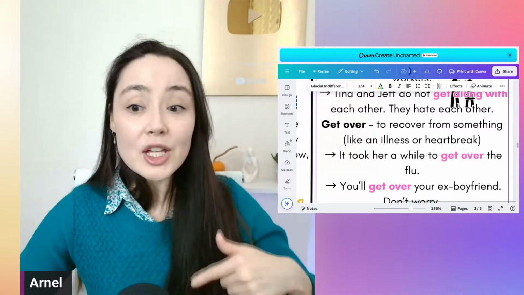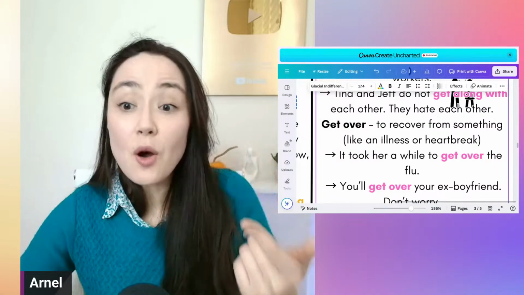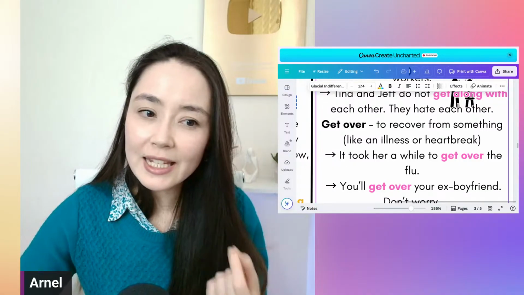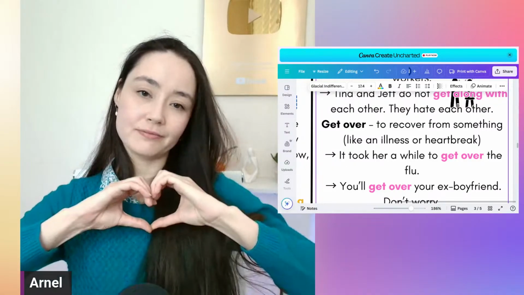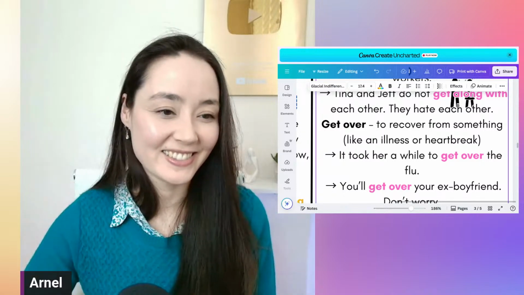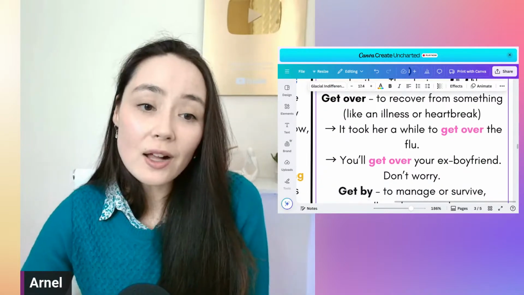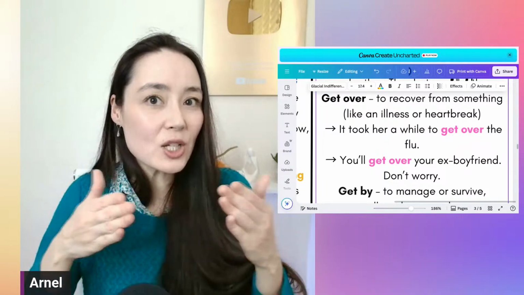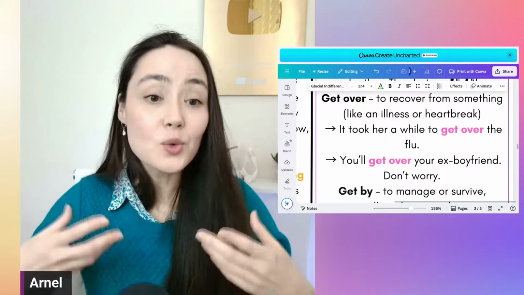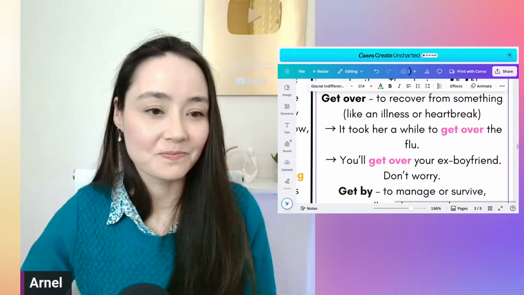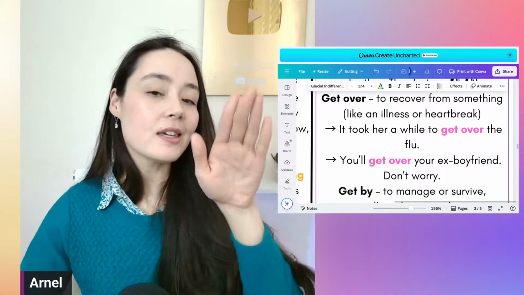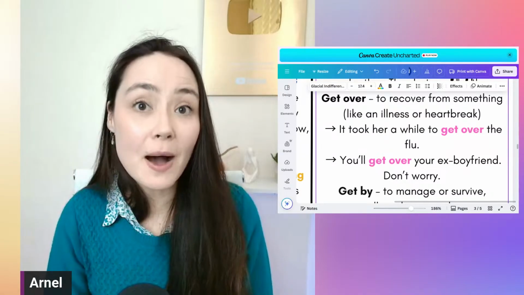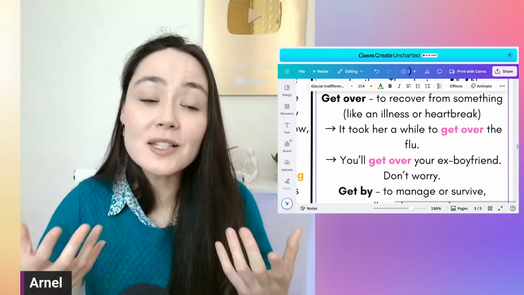Next one. To get over something. To get over something. This means to recover from something, like an illness or heartbreak. A heartbreak. It took her a while to get over the flu. Maybe this could be 2 weeks. It took her a while to recover from the flu. You'll get over your ex-boyfriend, don't worry. Soon, you'll forget about him. You will recover from this heartbreak.